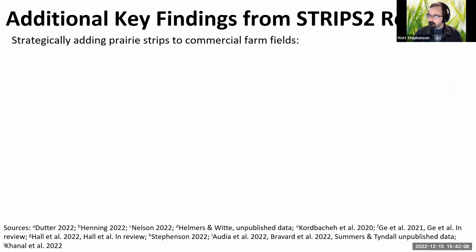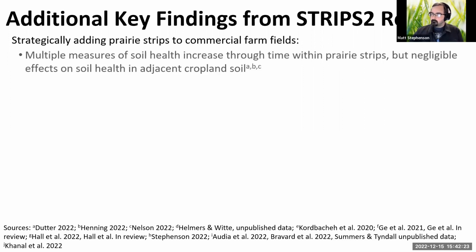Some of it is already published, much of it is in student theses and dissertations, with the manuscripts now being prepared and submitted for journal article publication. But what we found so far is that strategically adding prairie strips to commercial farm fields, under the prairie strips, we're seeing improvement in multiple soil health measures over time. However, while the soil health measures are improving under the prairie strips, we don't see them having an impact on the adjacent cropland.